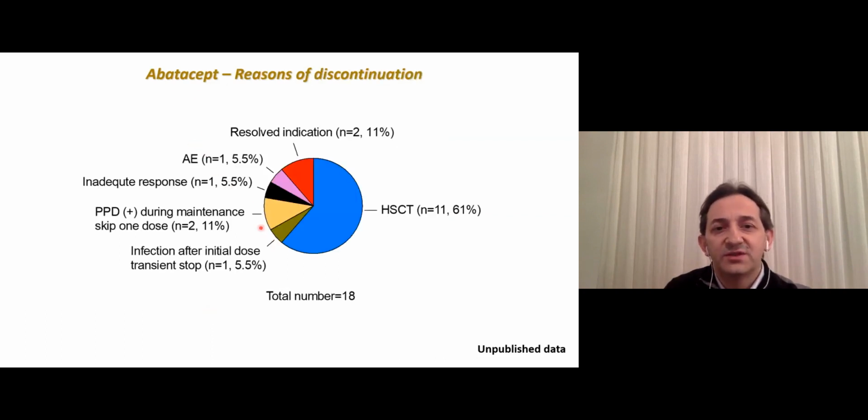And in some patients, we stopped abatacept. That was in 18 patients, the majority of them due to transplantation, while in 2 patients due to remission, in 1 patient due to EBV activity, and in 1 patient due to inadequate response. And we skipped some doses due to PPD activation for TB in 2 patients, and also due to infection after the initial dose in 1 patient.